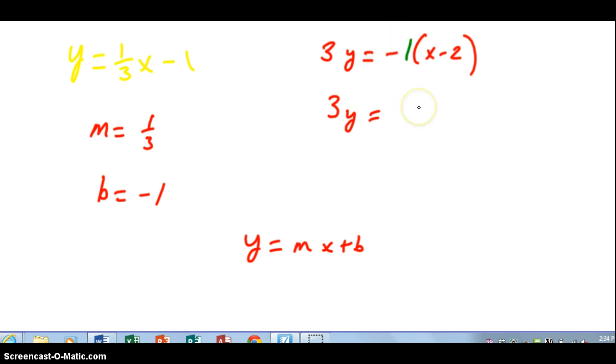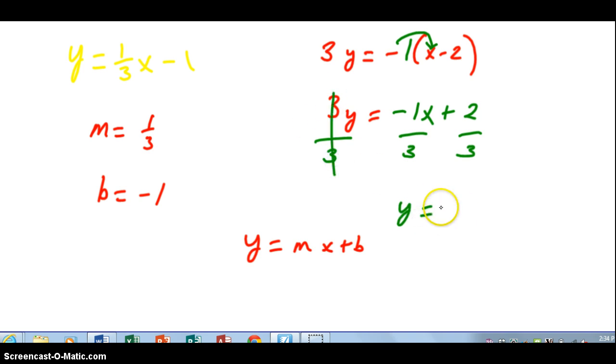I just want to state for the record, I gave you no hints on that, and neither did Ian. So what's -1 times x? Negative x. And -1 times -2 is positive 2. Got some work to do. What are we going to do? Divide by 3. Divide all of them, right? Yep. Cross the 3 out in the first one. So that's y equals 1/3 x plus 2/3.